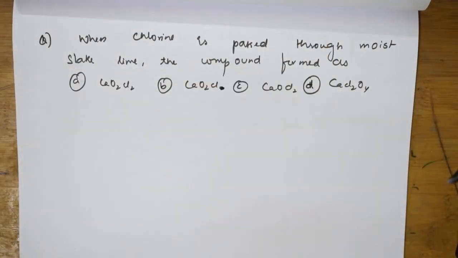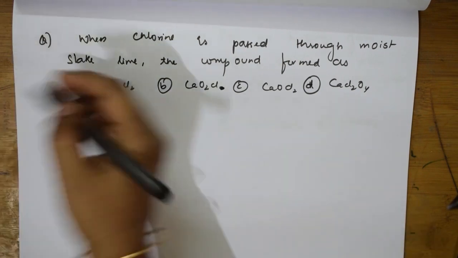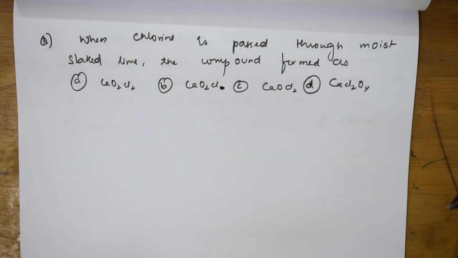What do they give me? When chlorine is passed through moist slaked lime, the compound formed is... Okay, chlorine is passed through moist slaked lime. Slaked lime is nothing but calcium hydroxide, isn't it? Fine. So what is the product formed?